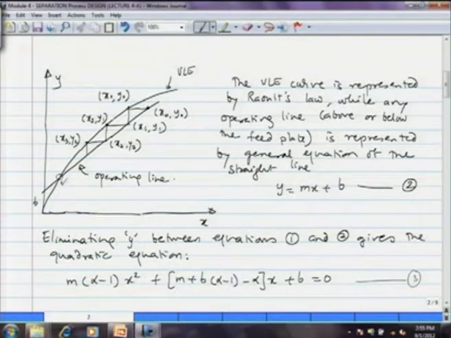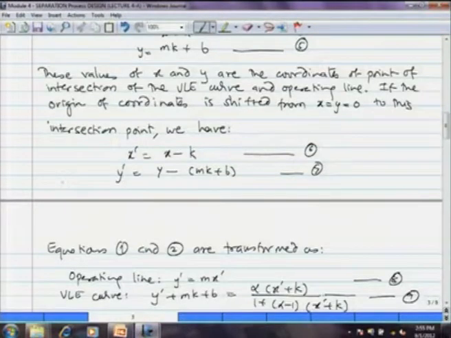If we shift the origin of coordinates from x equal to y equal to 0 to this point of intersection between the operating line and the VLE curve, then we are exactly addressing the rectification section. We are no more taking into consideration the stripping section, and then the coordinates of that shifted origin are x dash equal to x minus k and y dash equal to y minus (mk plus b).